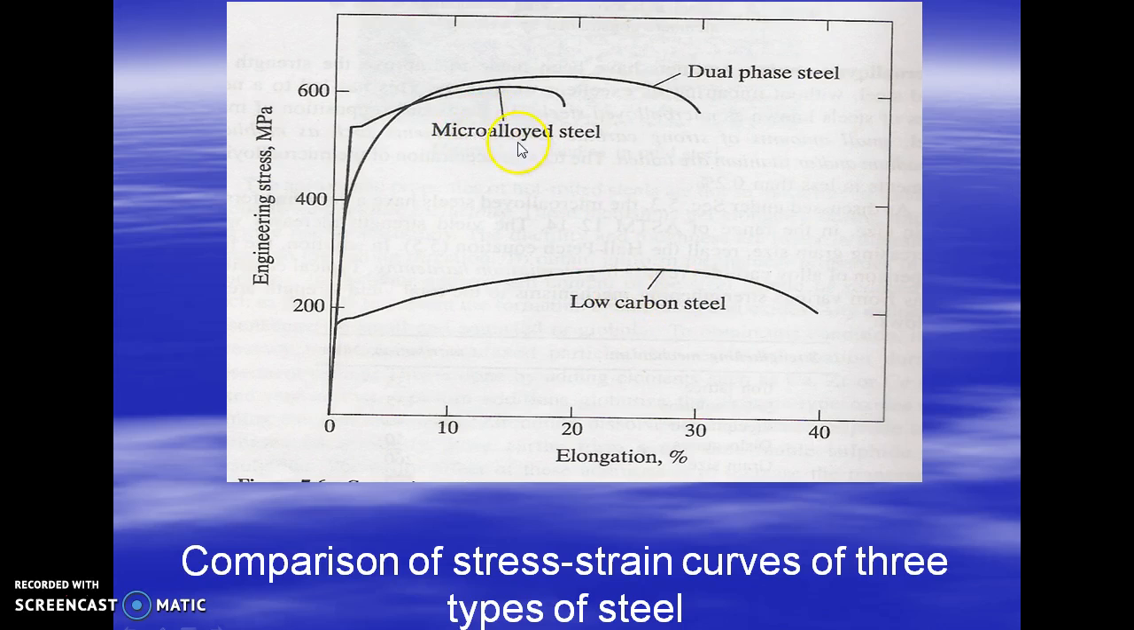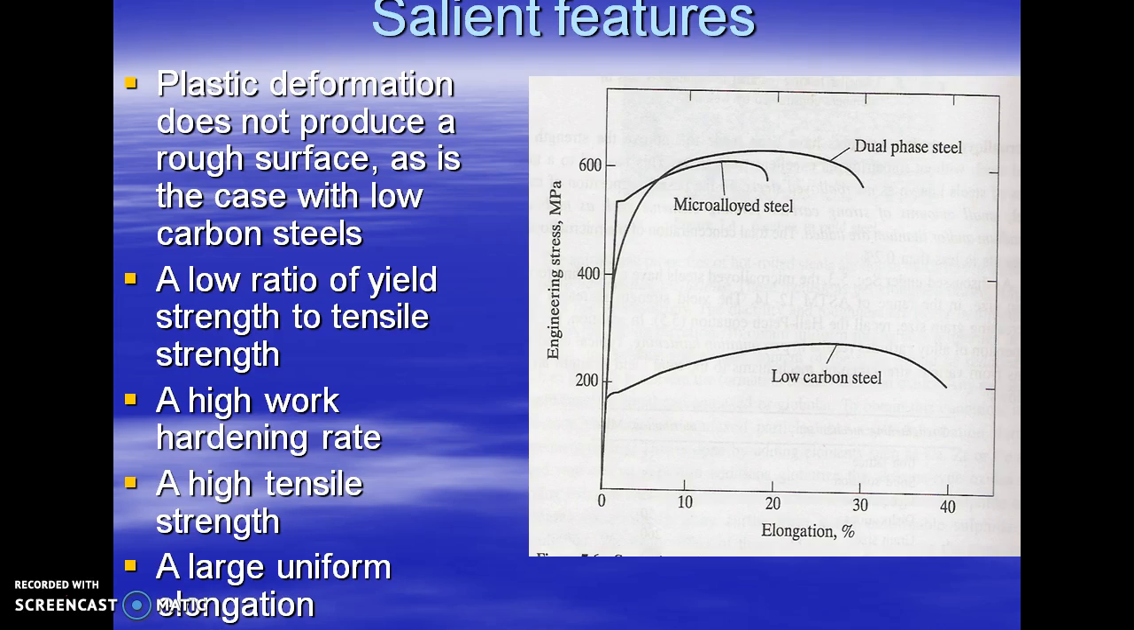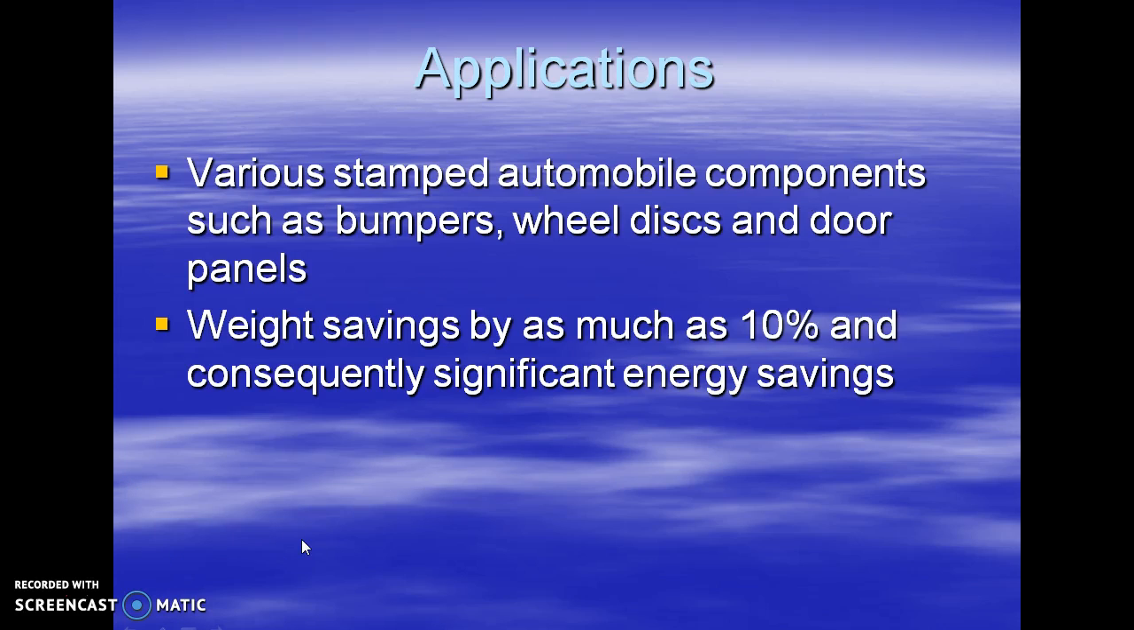Right now don't go with this microalloy, we'll explain it in the next slide. So this is a stress strain curve, try to recall it. According to the data that is given, you can see this structure. Now this is what we have. It has a low ratio of yield strength to tensile strength, high work hardening rate, high tensile strength and large uniform elongation. Its application, again bumpers, wheel discs, door panels, you can see weight saving as much as 10% and consequently significant energy savings over here. So it's best to use that.